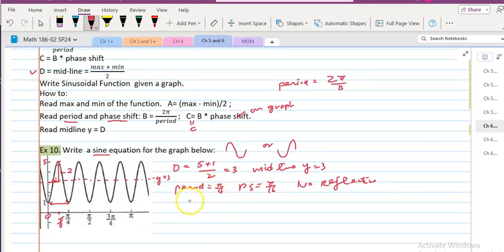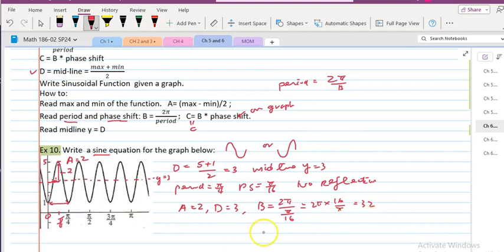So do I know A? A is, because there's no reflection, the amplitude. A is equal to 2. So we have assembled a lot of stuff. A is equal to 2. D is equal to 3. Do I know B? B is equal to 2 pi over the period, which is pi over 16. So that would be 2 pi times 16 over pi. That is 32. Our B is 32.